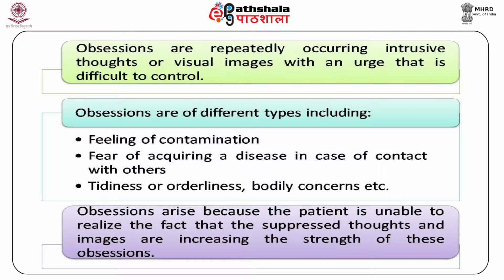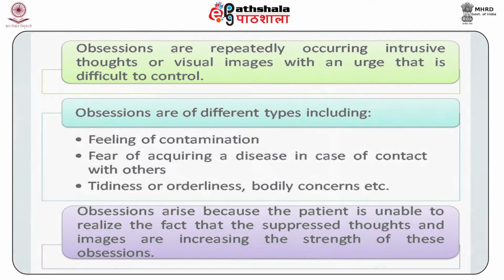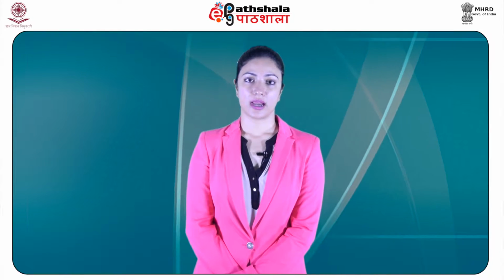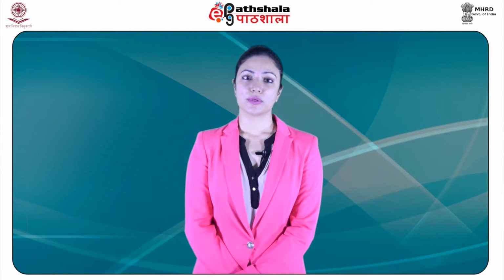Obsessions arise because the patient is unable to realize the fact that the suppressed thoughts and the images are increasing the strength of these obsessions. Compulsions, on the other hand, are the repetitive behaviors, be it covert or overt, which are purposefully done to reduce or completely get rid of the anxiety which arises due to the repeatedly occurring thoughts or images known as obsessions. Compulsions are performed in a ritualistic manner with a particular procedure and number of times that they must be repeated. The most commonly seen and reported compulsion is washing.